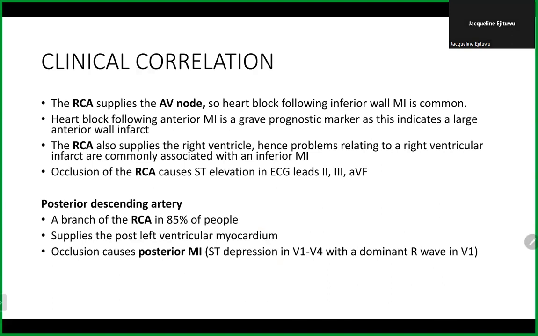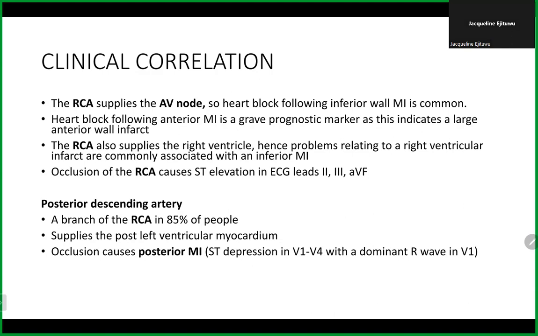So, clinical correlation of the right coronary artery. The right coronary artery usually supplies the AV node, as I've mentioned. So in case of inferior wall infarction, because we've mentioned that the right coronary artery also supplies the inferior and diaphragmatic surface of the heart, and because it supplies the AV node in 90% of individuals, inferior wall MI is usually associated with heart block, variable types of heart block.